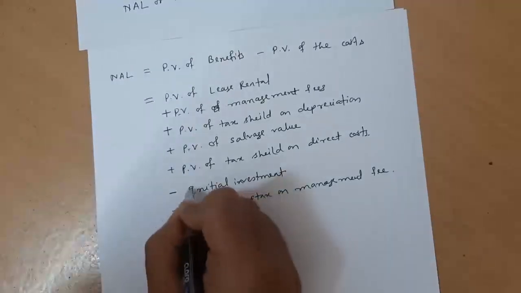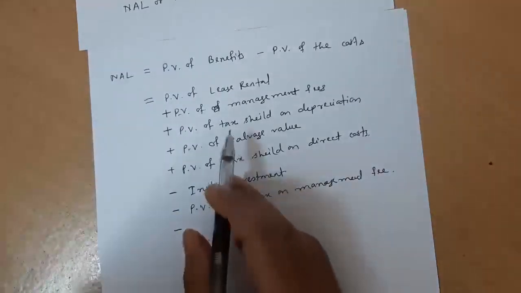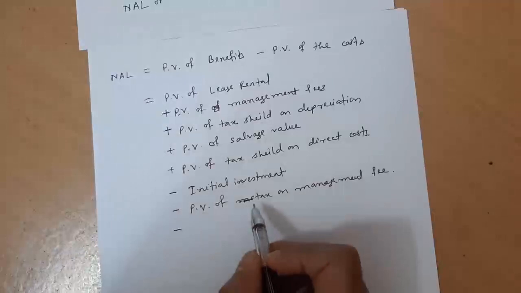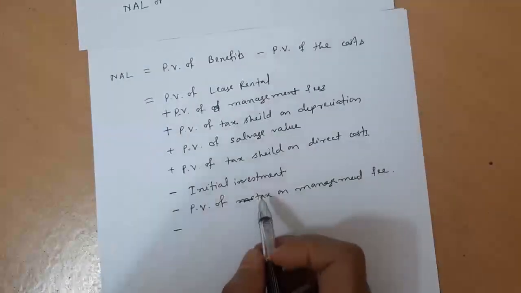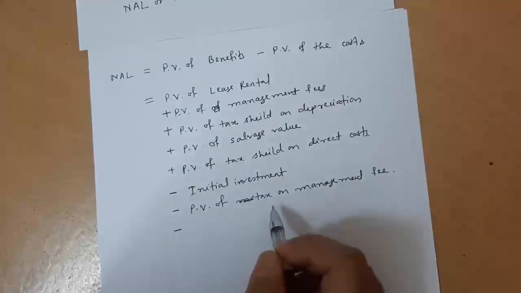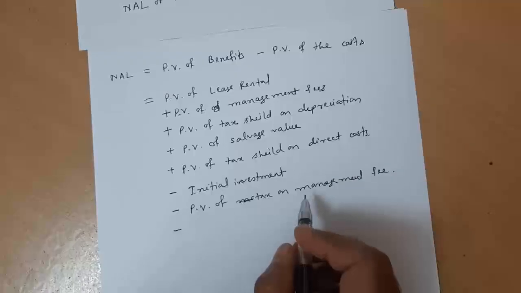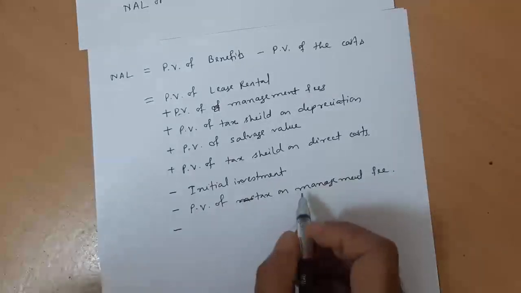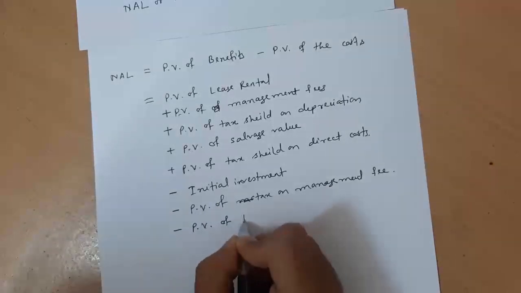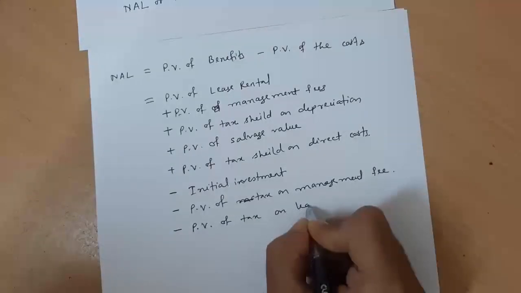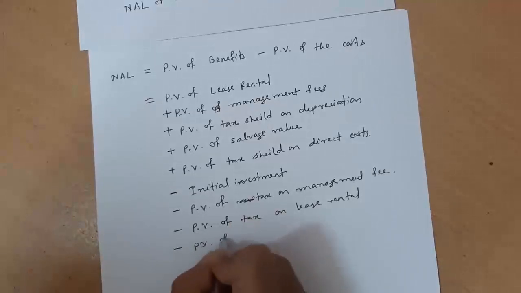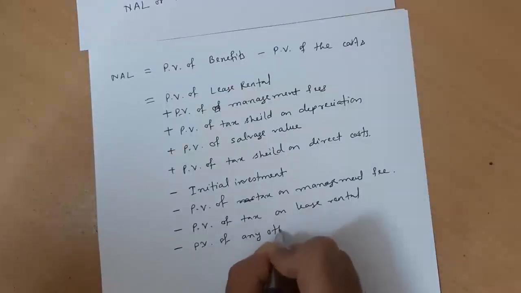In case you could not remember all these terms, just think what benefits the lessor will have and what costs the lessor will have. You can make a table of the benefits and costs, then add all the benefits and subtract all the costs. It is that simple. You don't have to remember, you can just think and find them. So the PV of the tax on the management fees, then the present value of tax on lease rental, then the present value of any other direct cost.